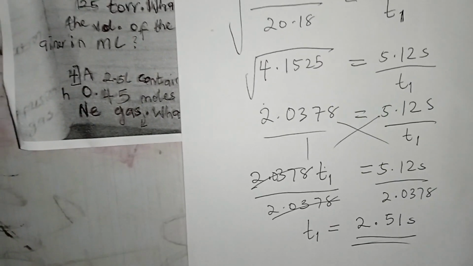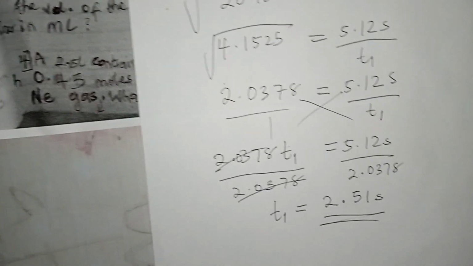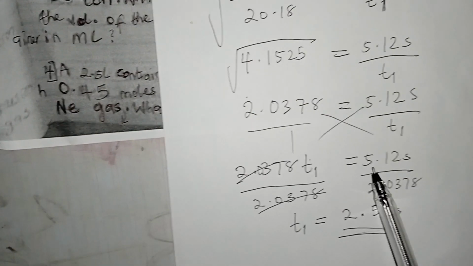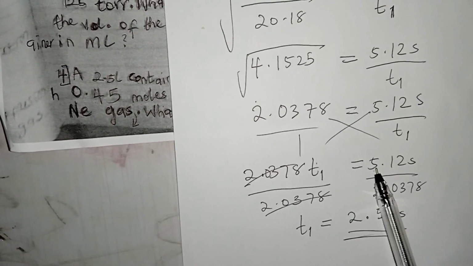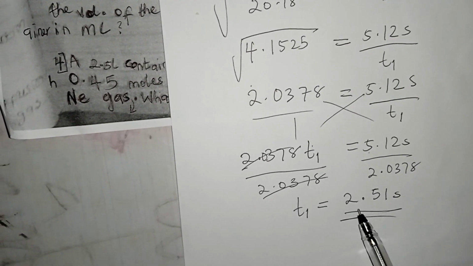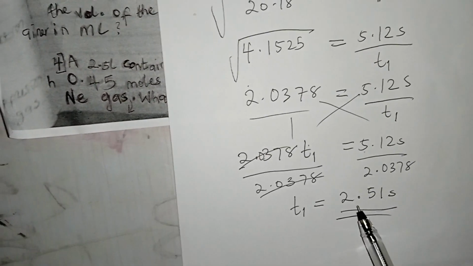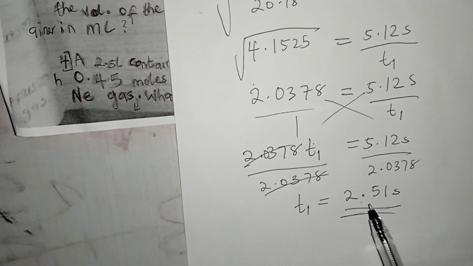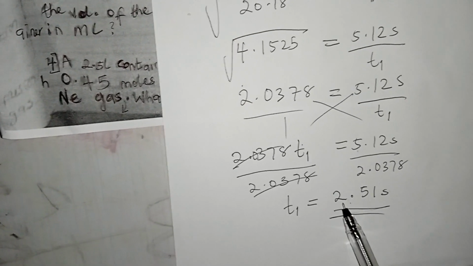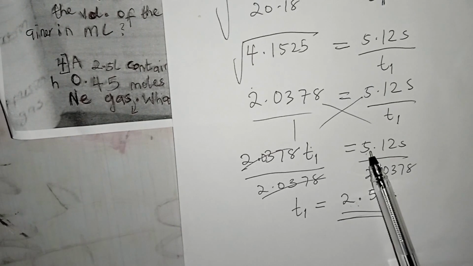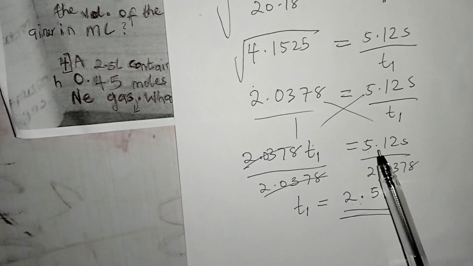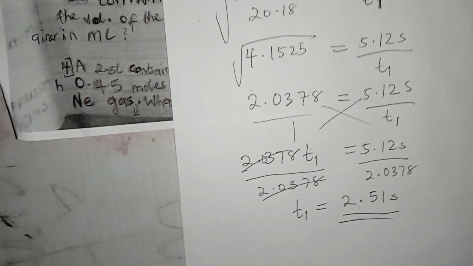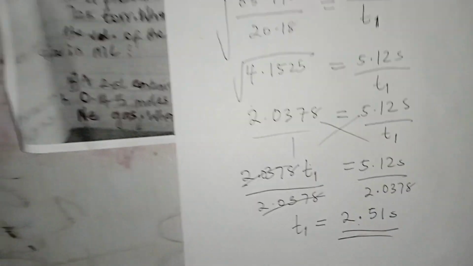So notice that it took krypton 5.12 seconds, but it took neon 2.51 seconds. It took neon less time to travel because it's the lighter gas. This one is heavier, so it takes longer to travel. So that's the 6th question solved.